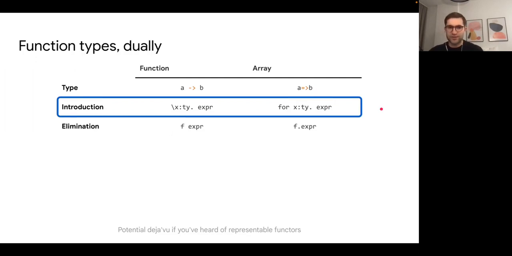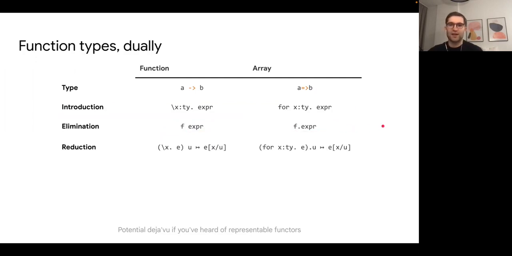Similarly, they have extremely similar elimination rules. Both have basically application. In array application, usually we call it indexing. And they also have very similar reduction rules, right? For functions, this is just standard beta reduction. For arrays, similarly, if you have a pure array generator and you immediately index it, then you might as well avoid creating the intermediate array, and you could just compute exactly the expression for the index that you're looking at. So basically, the similarities are very striking there.